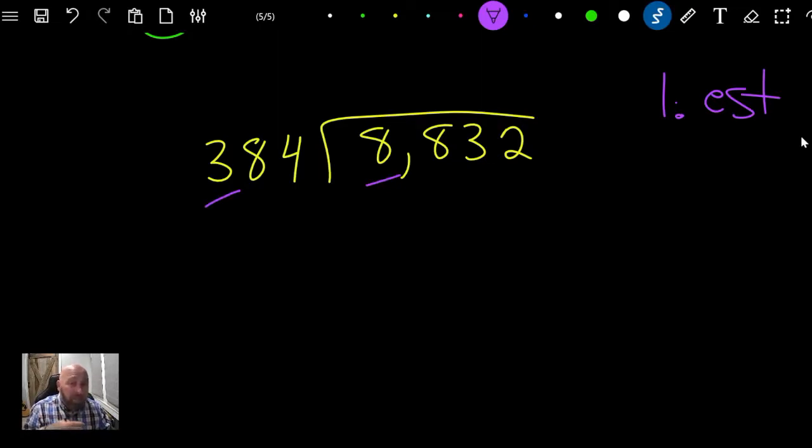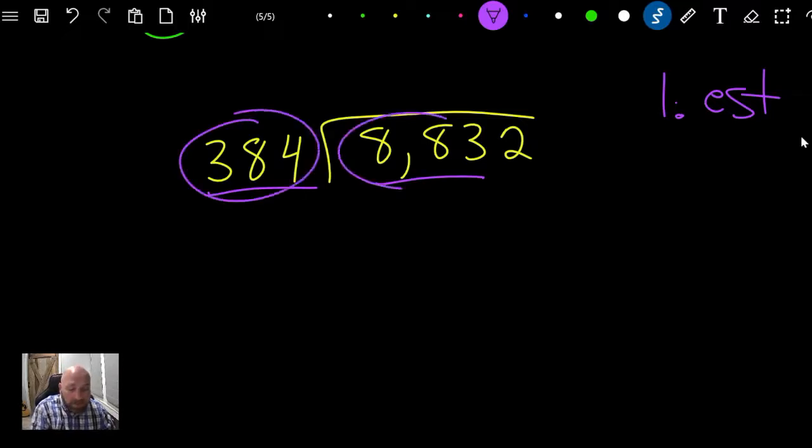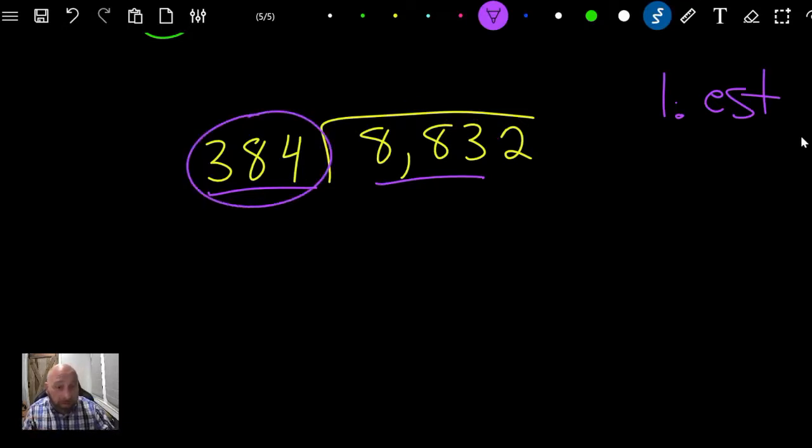Because 3 can't go into 8 three times, I would need a 9 for it to go in 3 times. So what I'm going to do is say that this number, 384, goes into this number, 883, right? Because we have 3 digits and 3 digits. We don't want to go all 4 digits yet, because then the answer will be bigger than a single digit. So I'm going to say that it goes in 2 times, because that was my estimate.